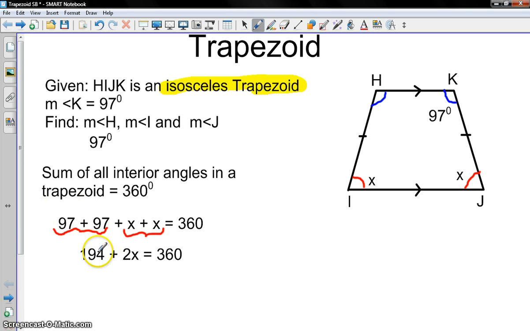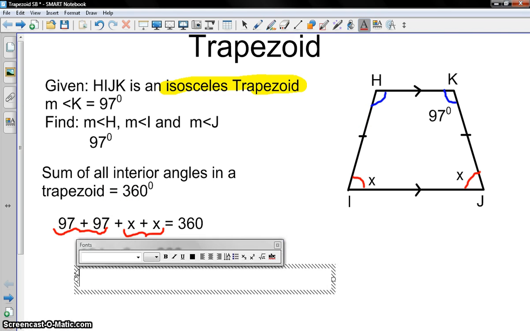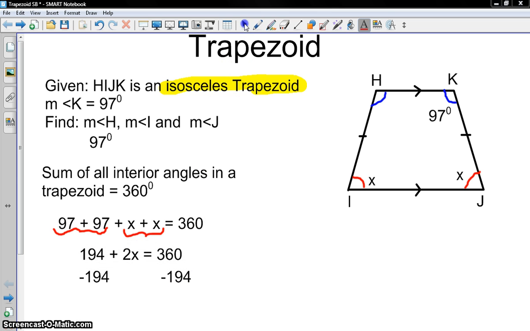Now, a simple equation, I need to get rid of the 194, so I'm going to have to subtract 194. Oh, I didn't type that right. So let's use our type. It's much easier. So I'm going to subtract 194 on both sides. Okay, from both sides. All right, a little bit nicer right there.